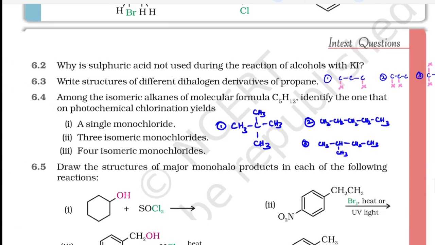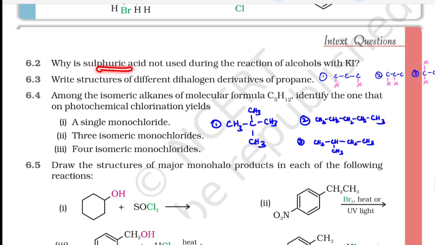So next, in textbook questions we will see why sulfuric acid is not used during the reaction of alcohols with hydrogen iodide. So already I discussed this in the first video. Why we are not using sulfuric acid is that sulfuric acid is a strong oxidizing agent. It will convert HI, which is formed in the reaction, to iodine. So that is why we are not using sulfuric acid.